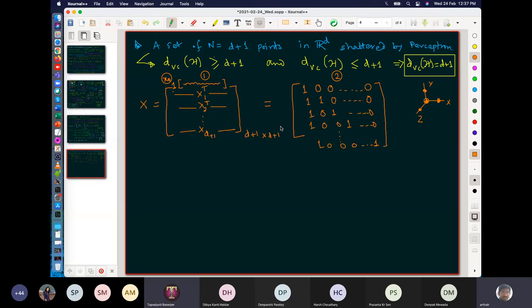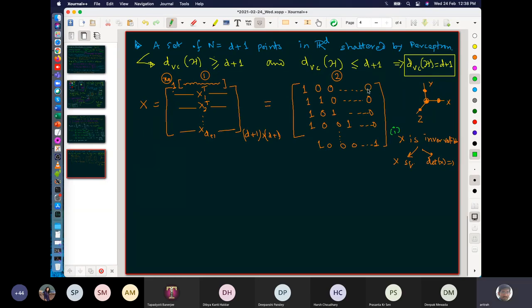Yes, sir. The important point that I will use in my proof is that this matrix X is invertible. Why? Because X is a square matrix, and it is invertible because the determinant of X is 1, because 1 into this is 1, rest are 0. So you can see the determinant is 1. So X is invertible. That is our first observation.